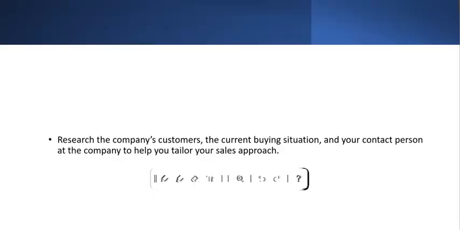Obviously, researching the customer's company, the company's customers, which you just mentioned, but also the current buying situation. So we talked about the four types of buying situations in an earlier unit. I'm trying to think which unit it is. Oh, why and how people buy.